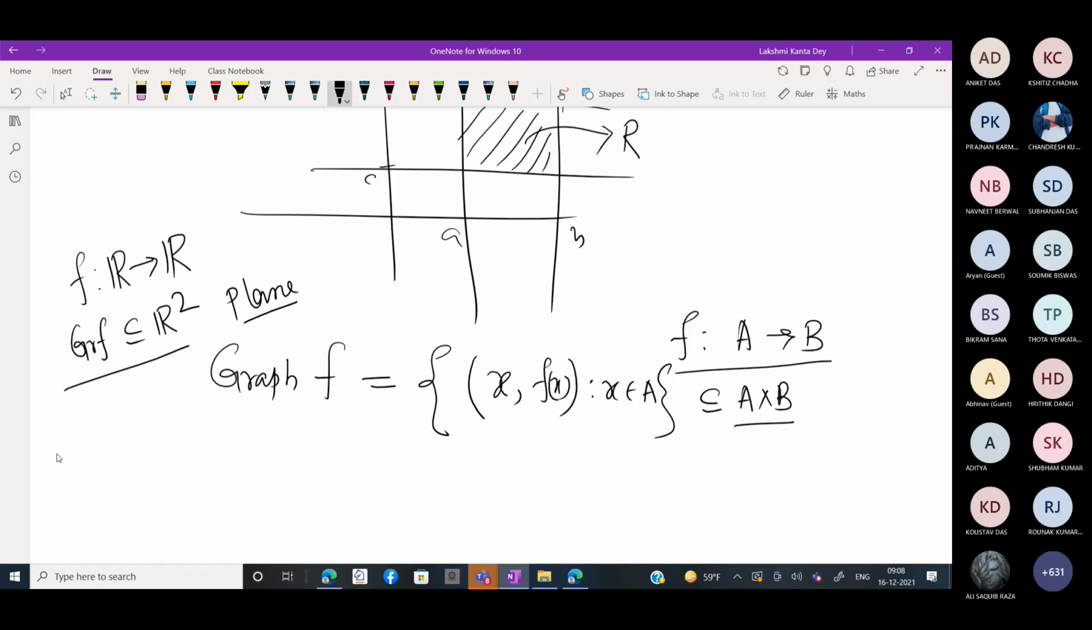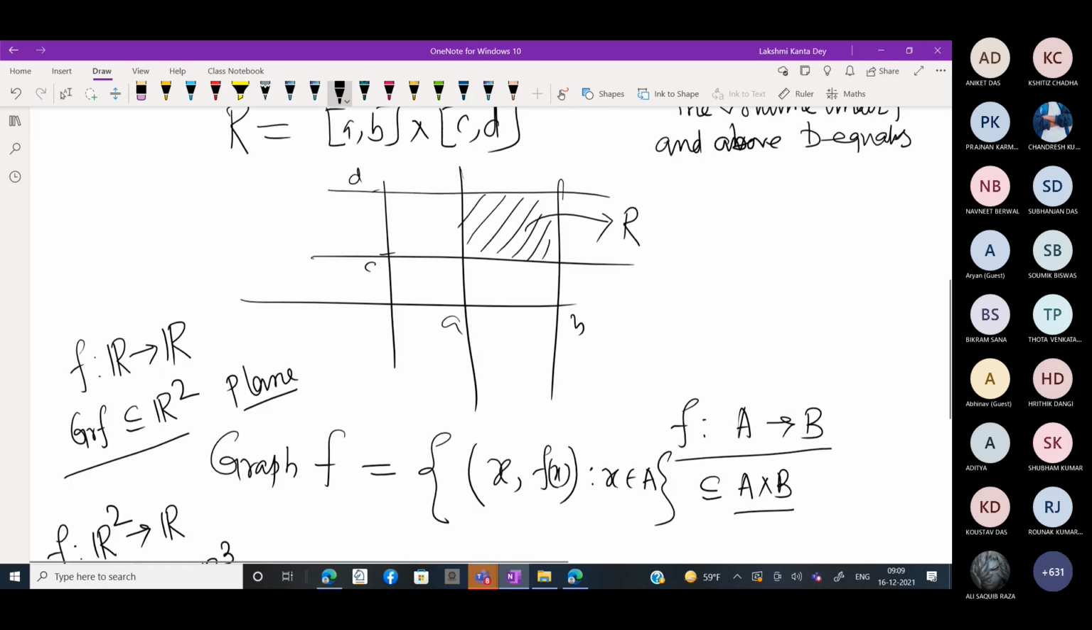Now, whenever your function f is R2 to R, meaning a real valued function of two real variables, in that case the graph of f by this definition is a subset of R3, right? Because R2 cross R means R3. That means the graph of the function looks like this in space. There are three dimensions here.